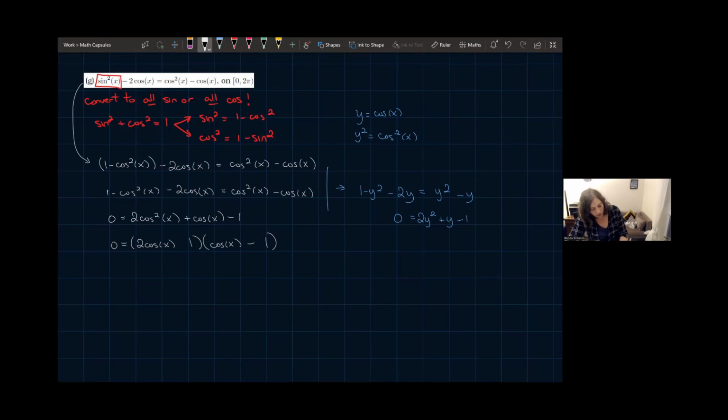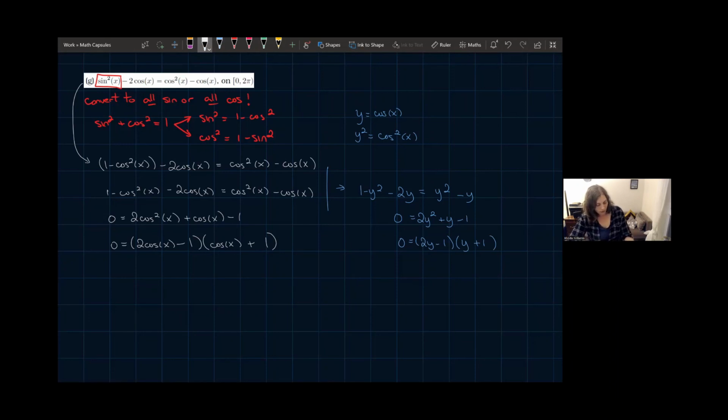And then I just have to play around a little bit to figure out which one is positive, which one is negative, so that when I expand, I would get plus cos in the middle. And it's pretty clear to me that it has to be like this. Or again, if you want to work just with y at first so that you don't get confused, you can do that. And this is the factoring that you would get.